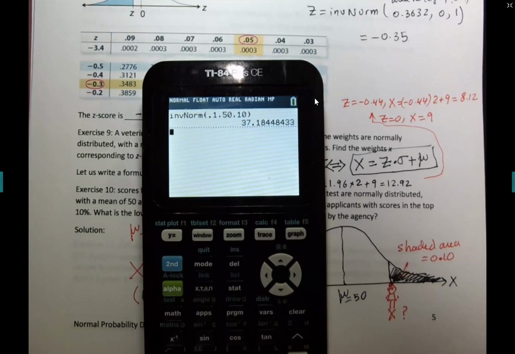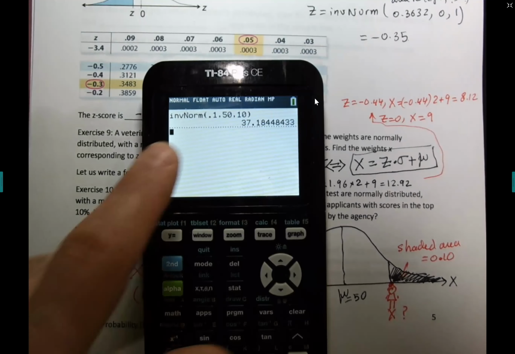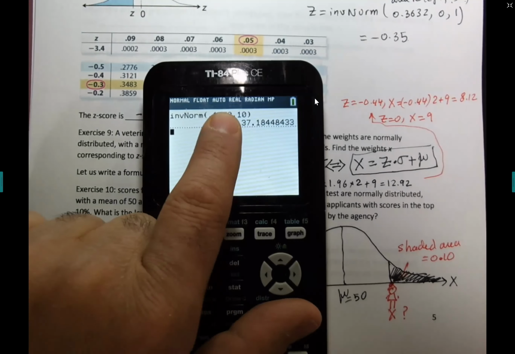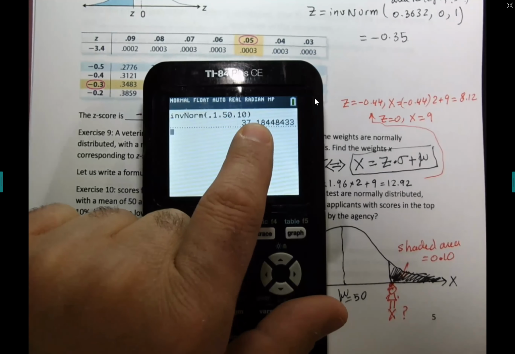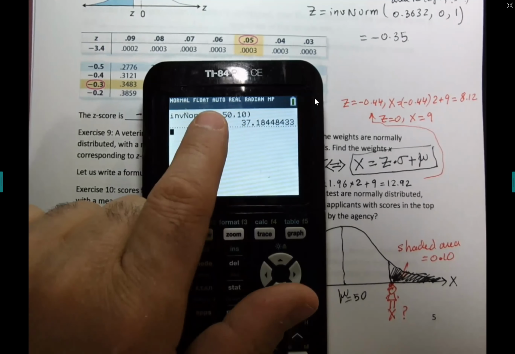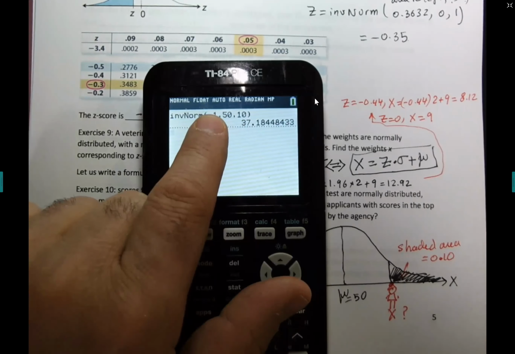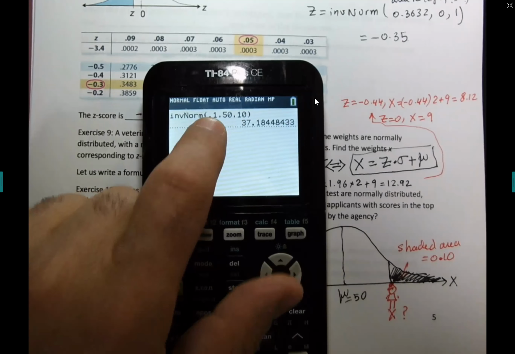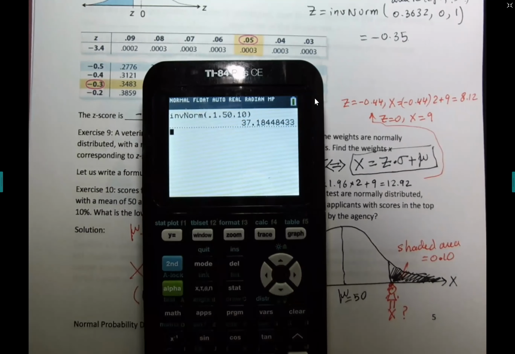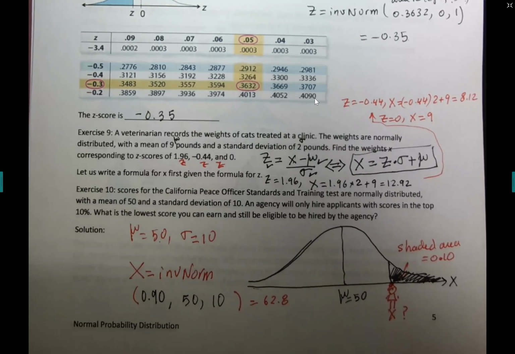So you know that something went wrong. Nothing went wrong with 50. The mean is 50. You cannot change it. The standard deviation, guys, is 10. You cannot change it. So the only thing that must have been wrong is this. Well, the calculator always takes an area to the left. So all you need to do, guys, is just do 1 minus 0.1, and that should give you the answer. Okay.